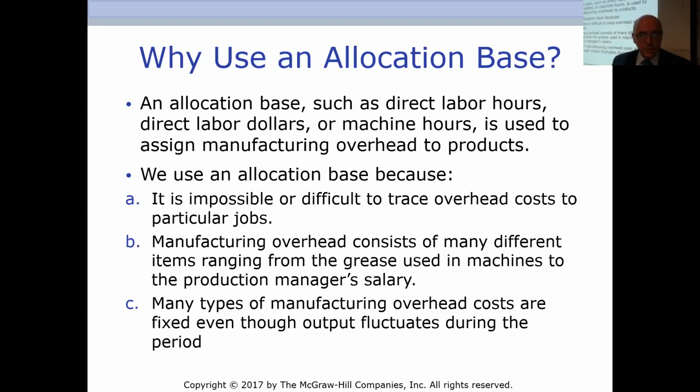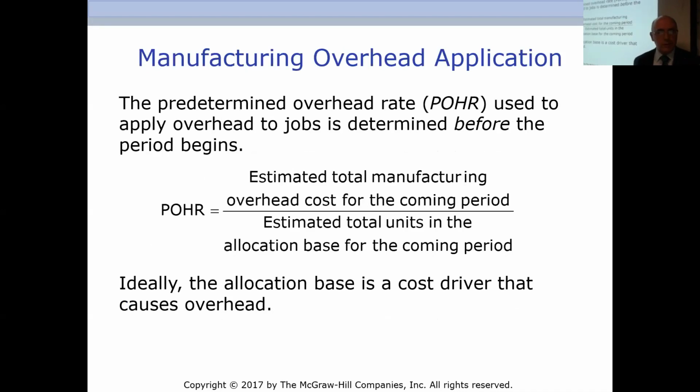Part C, many types of manufacturing overhead costs are fixed even though output fluctuates during the period. Like the rent. If you rent a building, you're going to pay the same amount of rent regardless of how many units you produce for any given month or quarter.